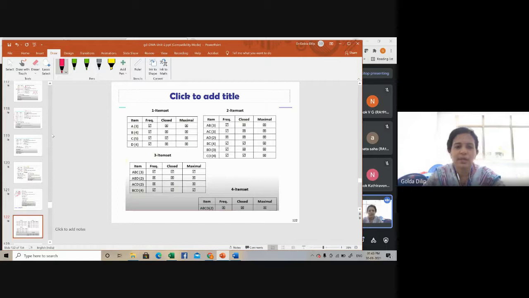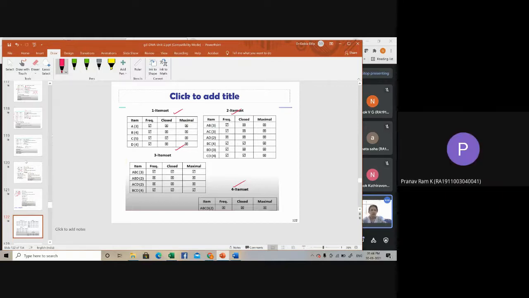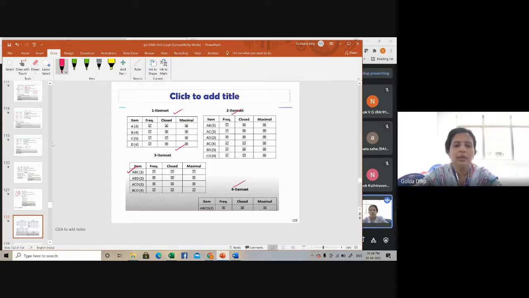So this is the last step. Now you can see here a total summary of the 1 item sets, 2 item sets, 3 item sets, and 4 item sets. You can see what the frequent items, closed items, and maximal items are. What are the maximal frequent item sets? Look at the slide and tell me. A, B, C, and B, C, D. Very good.